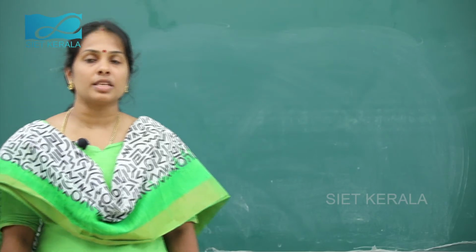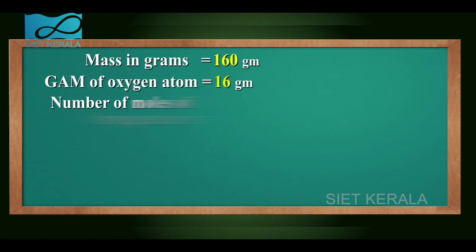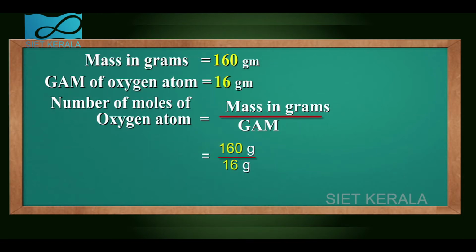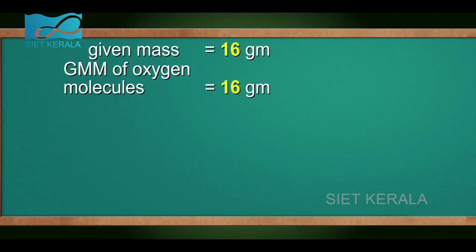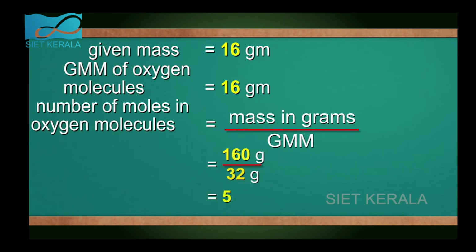The number of moles of oxygen atoms in 160 grams: number of moles of atoms is equal to mass in grams divided by GAM, that is equal to 160 grams divided by 16 grams, which is equal to 10. Now, let us check the number of moles of oxygen molecules in 160 grams of oxygen. Number of moles of oxygen molecules is equal to mass in grams divided by GMM, that is equal to 160 grams divided by 32 grams, which is equal to 5. So, 5 moles are present.